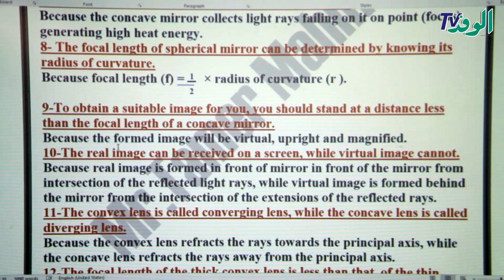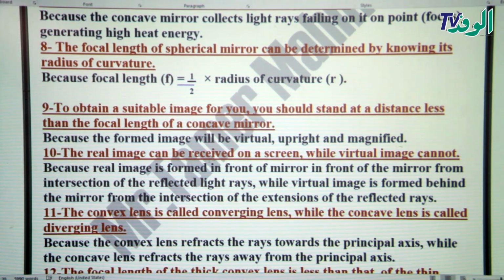To obtain a suitable image of yourself, you should stand at a distance less than the focal length of the concave mirror. Why? Because the formed image will be upright and magnified, of course. And so it will be virtual and upright, so it is suitable.